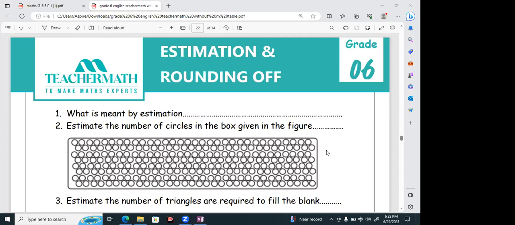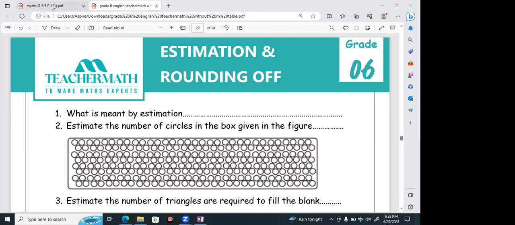Okay, today we are going to start the new lesson. It is estimation and rounding off. It is your 6th lesson in your textbook. When you consider this lesson, it consists of 2 parts. One is estimation, the other one is rounding off. First of all, we are going to look at what is meant by estimation.